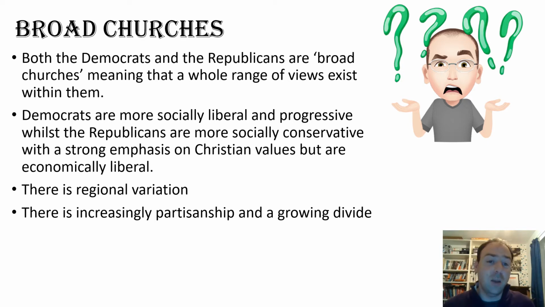Generally speaking, Democrats are more socially liberal and progressive, whilst Republicans are more socially conservative, with a strong emphasis on Christian values. But they are often very economically liberal, where they want small state and small government and little interference in the economy. There are really notable regional variations. So a Democrat in the South is going to be different to a Democrat in the Northeast. A Republican in California is going to be different to a Republican in South Carolina. So there is that regional variation, which adds a degree of interest, but also a degree of difficulty.